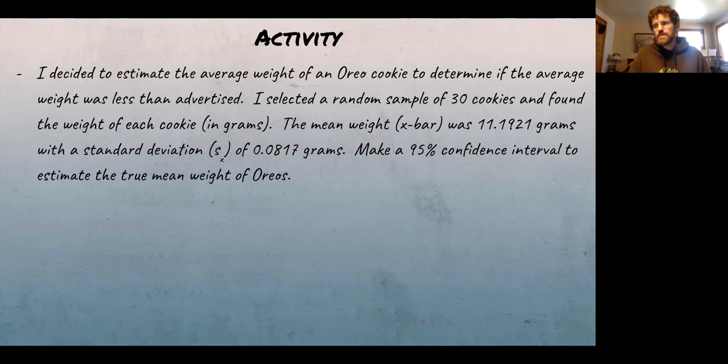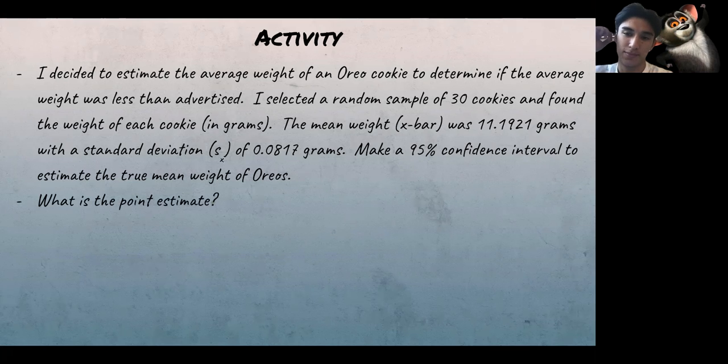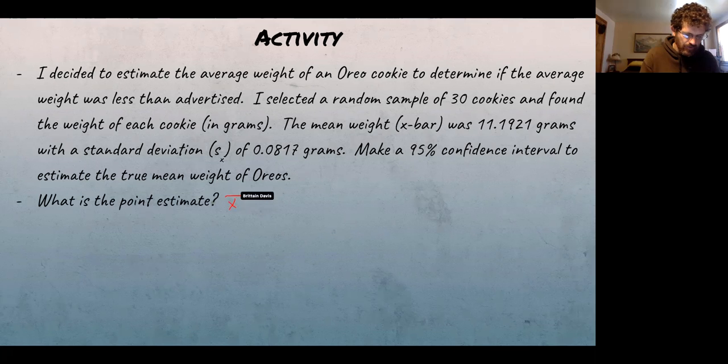Now we're going to make a 95% confidence interval to estimate the true mean weight of Oreos. So we've got some data to work with. We're going to create a confidence interval. But first of all, what is our point estimate? x bar. So I'll just put x bar and I'll write what that is: 11.1921 grams. All right.